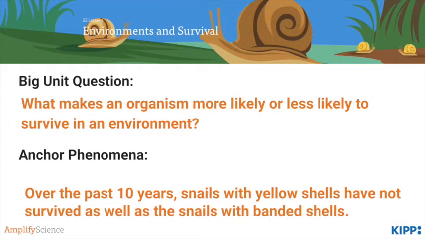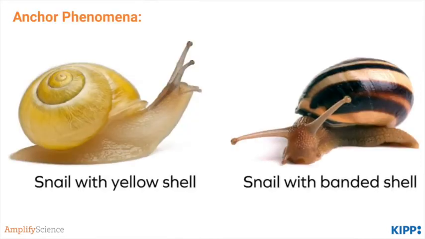And the big question for this unit is, what makes an organism more likely or less likely to survive in an environment? And we start with these lovely snails. They are our overarching phenomena for the unit. They are grove snails. There's two different varieties of grove snails. They're the same species, but they have different traits. One has a yellow shell and the other has a banded shell.